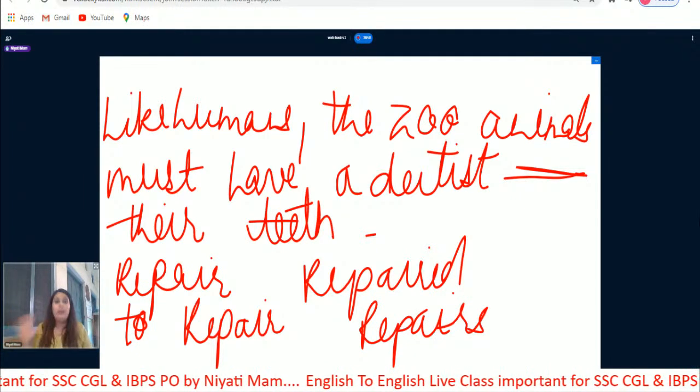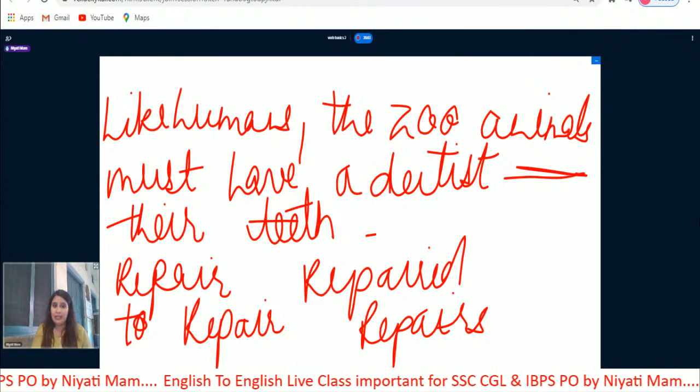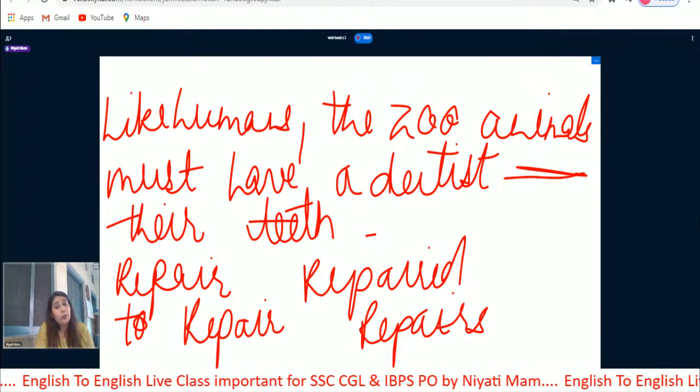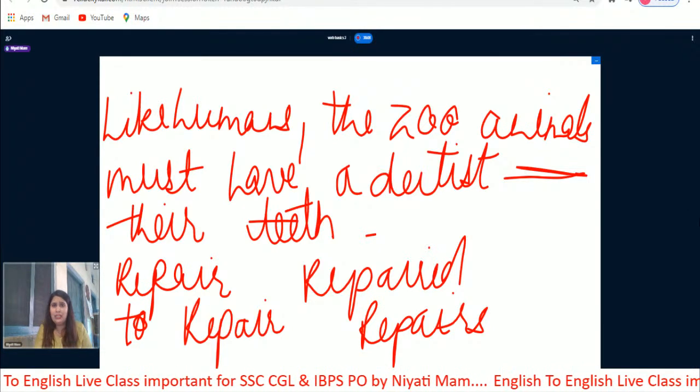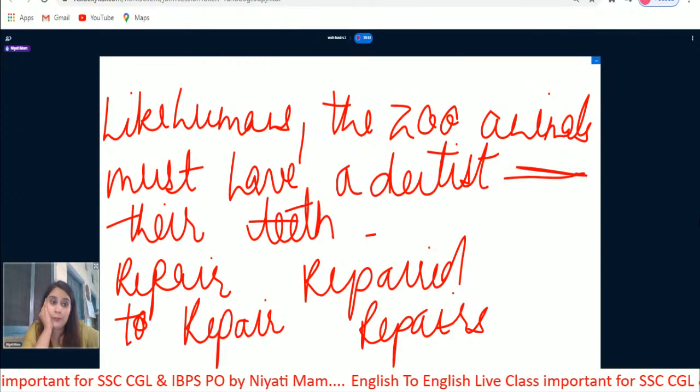And the question is simple in front of you. Like human beings, the zoo animals must have a dentist dash their teeth. There are four options to this question: repair, to repair, repaired, and repairs. And you people just need to find out the correct option, right?